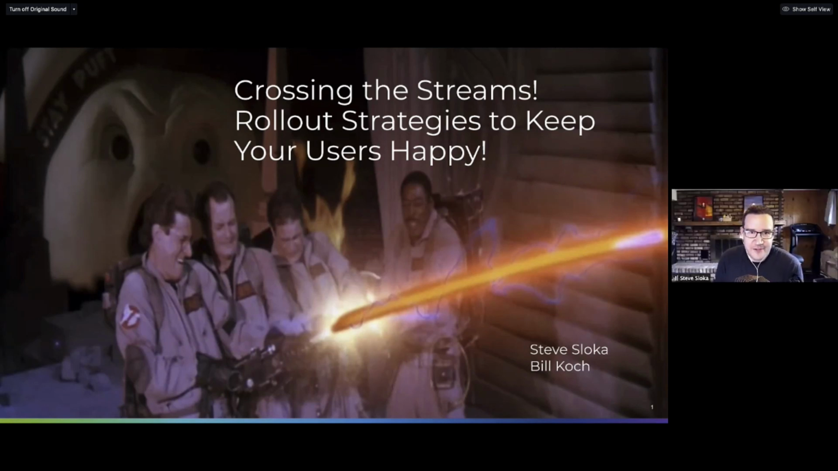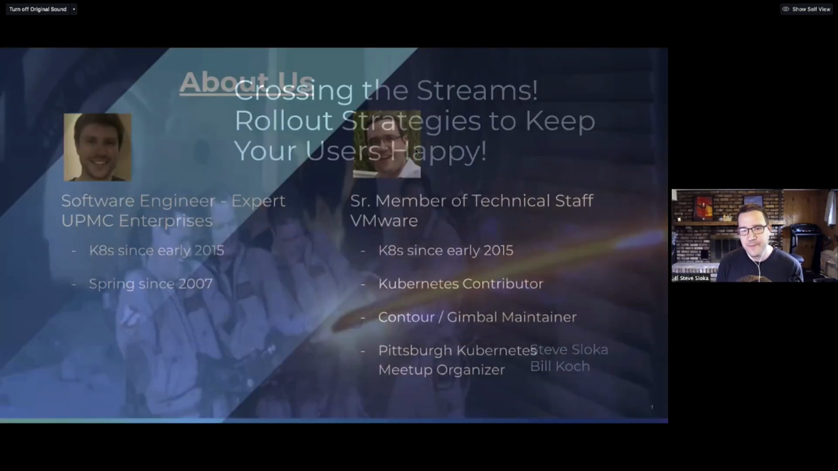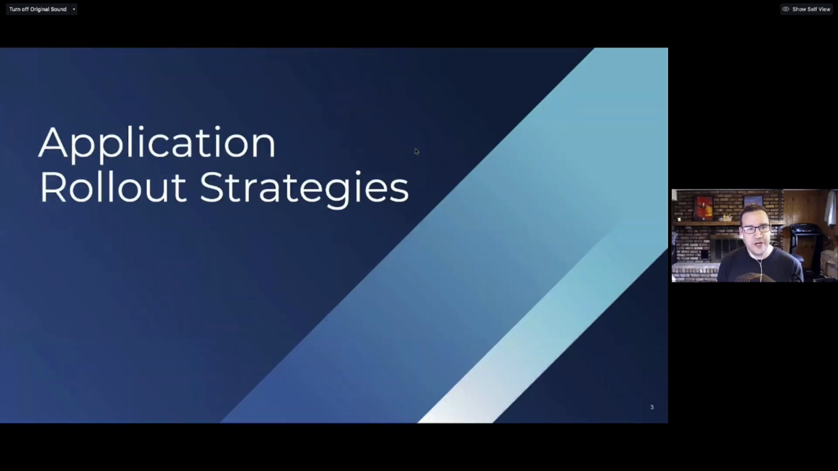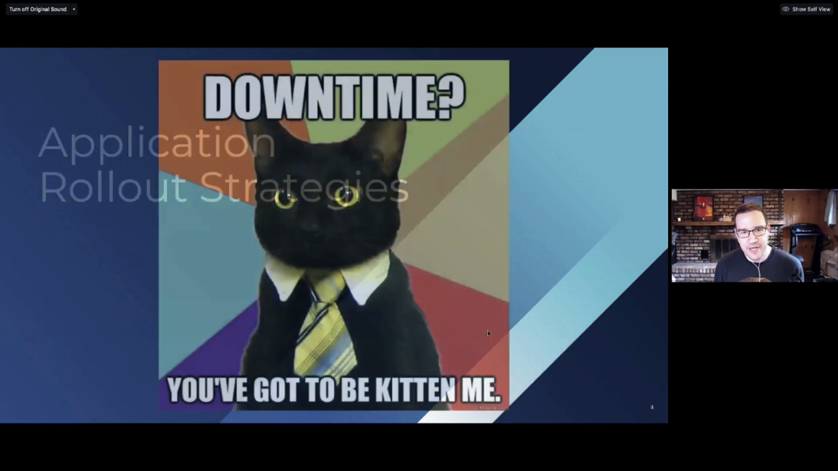All right, cool. So our talk is Crossing the Streams. These are rollout strategies to help keep your users happy. So again, today we're going to try and figure out ways to change your application in Kubernetes and then deal with the fallout of that, which is typically downtime for folks. When I think about rollout strategies with applications running in Kubernetes, the first thing that comes to mind is downtime.